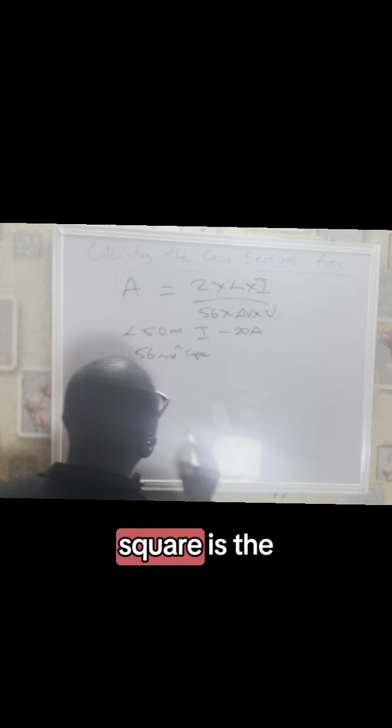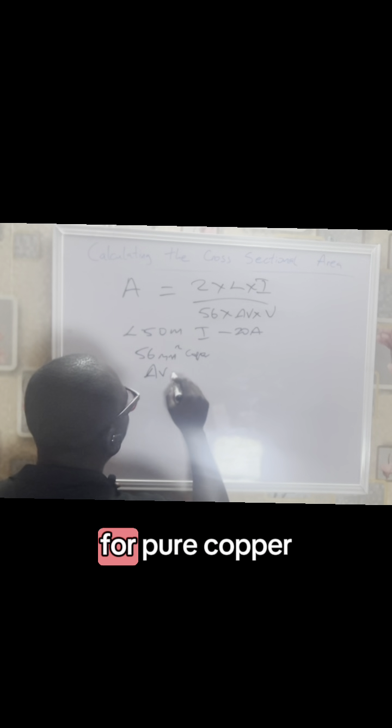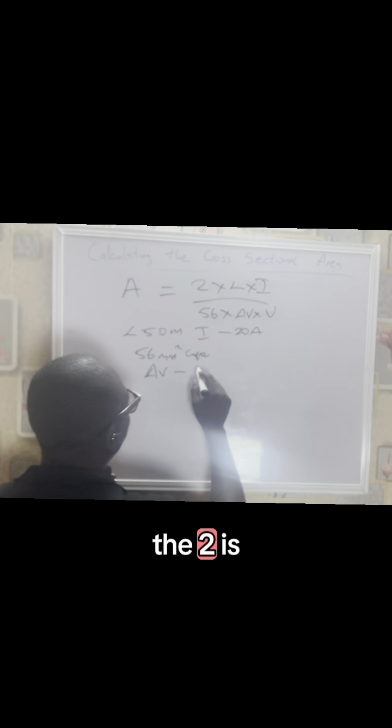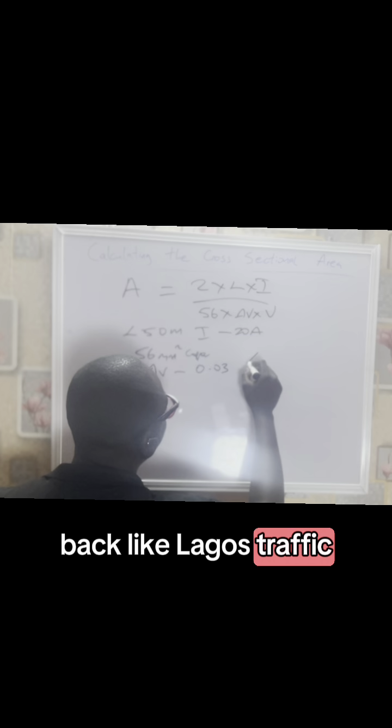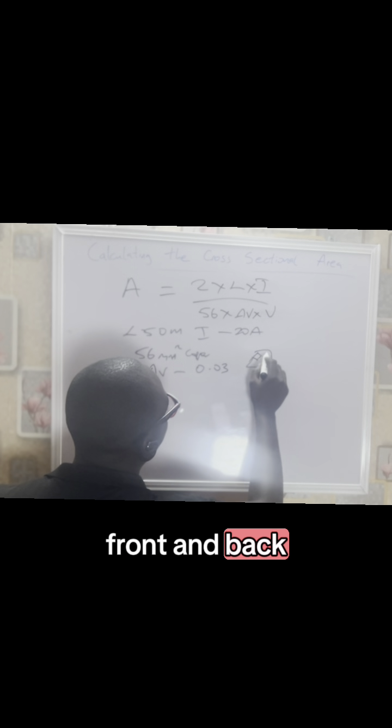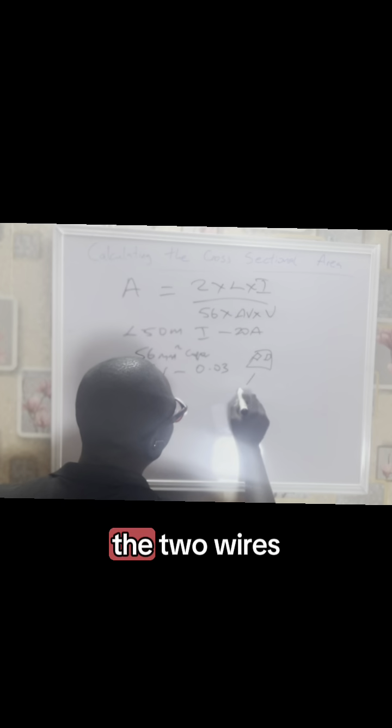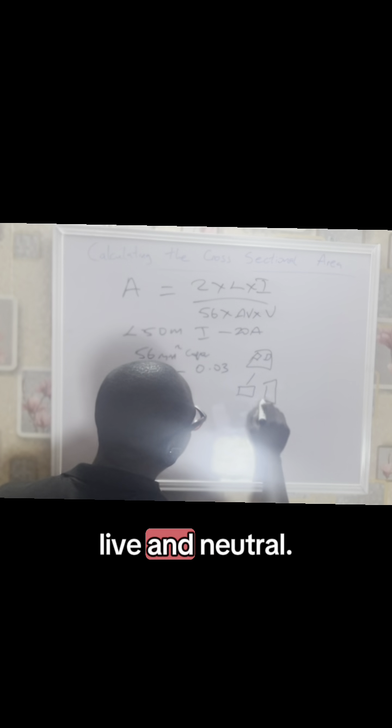56 mm² is the conductivity constant for pure copper, while for aluminium it is 30 mm². Now, the 2 is important because currents go and come back, like Lagos traffic, front and back, and also considering the two wires, live and neutral.